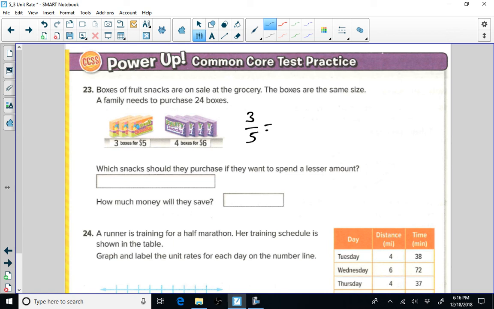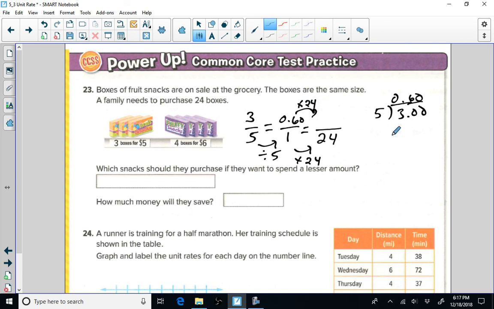Well, 3 for 5, if I make an equivalent fraction with a denominator of 1, 3 boxes for $5, I divide 3 by 5, that's going to give us 60 cents for one box. We now need that cost for 24 boxes, so we multiply our unit rate by 24. 24 times 0.6, 6 times 4 is 24, carry the 2, 6 times 2 is 12, and 2 is 14, 1 decimal place, so that's $14.40 for 24 boxes. That's the first one.